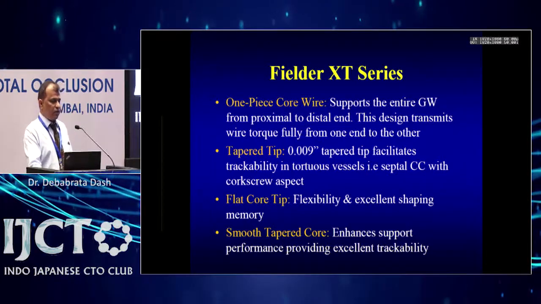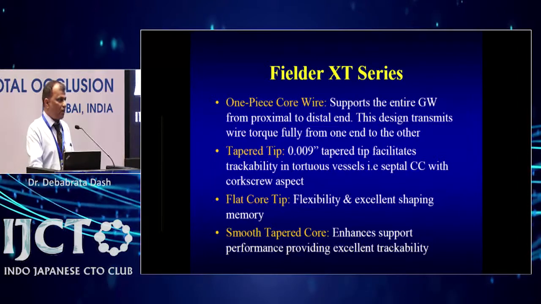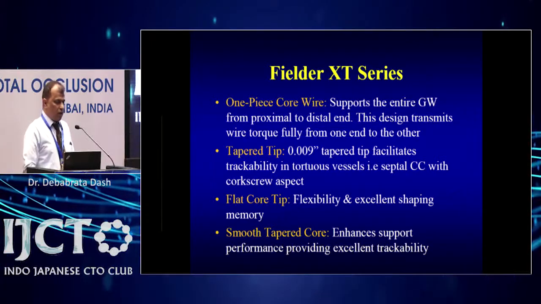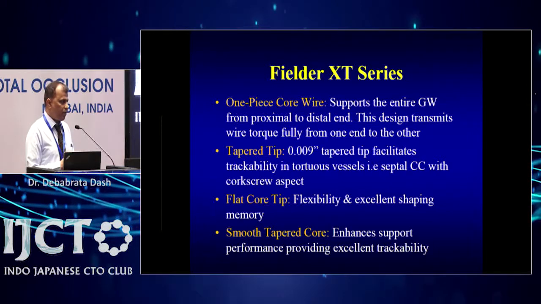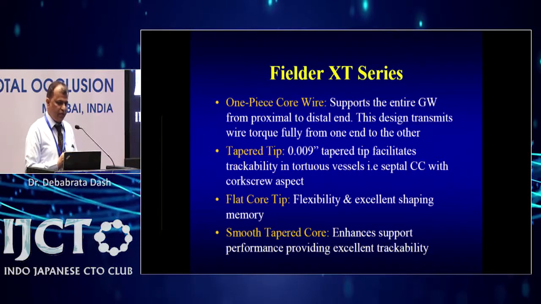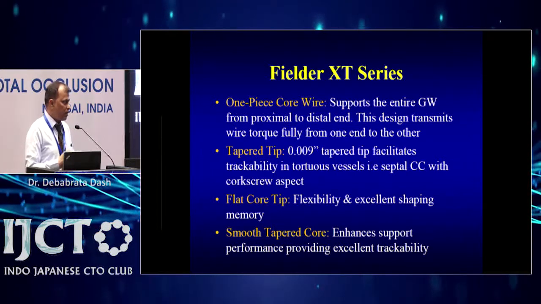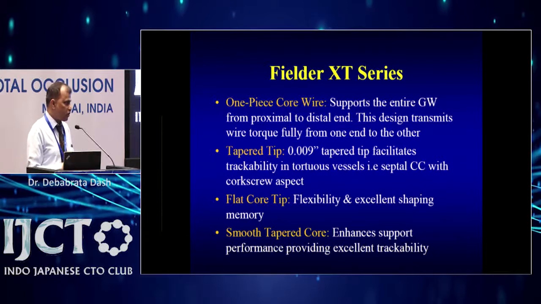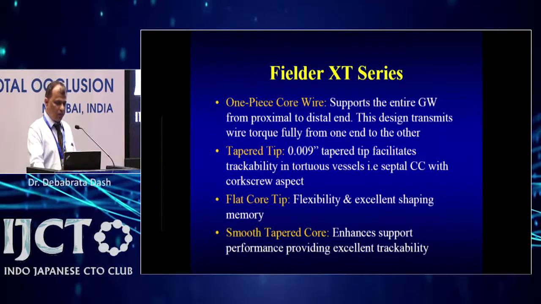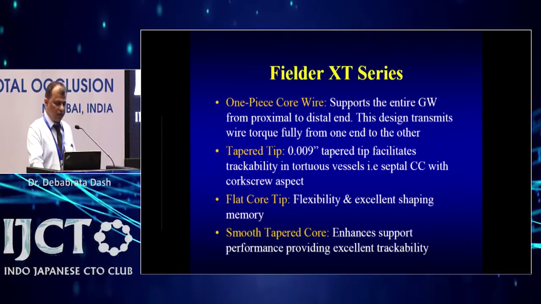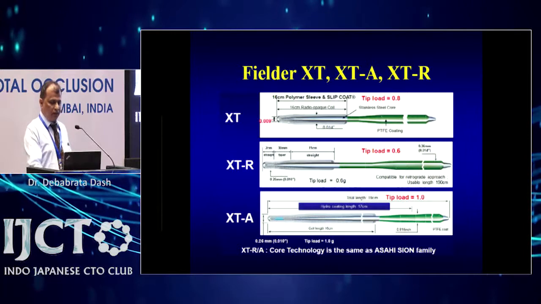The Fielder XT series, the one-piece core, it supports the entire guide wire from proximal to the distal part, and it has a tapered tip of 0.009 inch that facilitates trackability in tortuous vessels, sometimes in septal collaterals with positive effect. It is a flat core tip, and some of them have a smooth tapered core that enhances trackability. It's a Fielder XT.